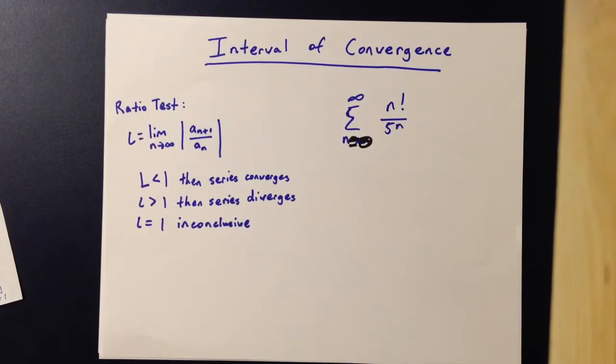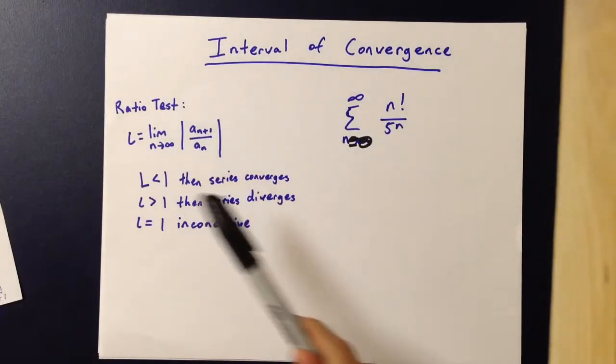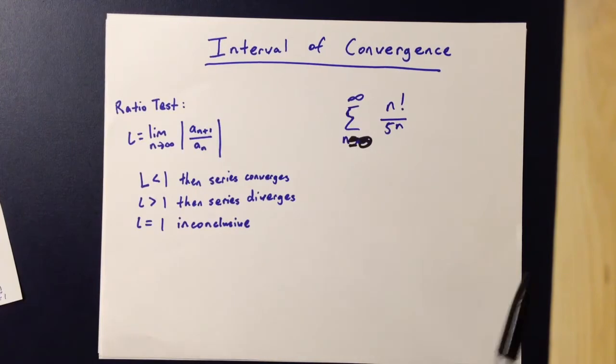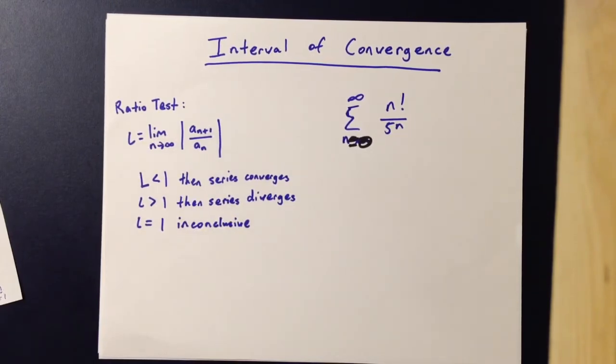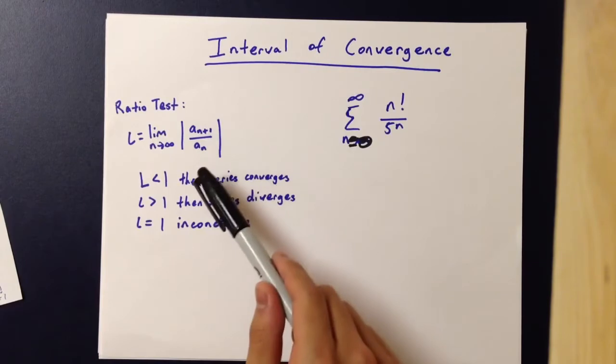Today we'll be talking about the interval of convergence. So if you remember back, the ratio test is what determines whether or not an infinite series either diverges or if it converges. And to use the ratio test, we would have L equals the limit as n goes to infinity of the absolute value of a of n plus 1 over a of n.